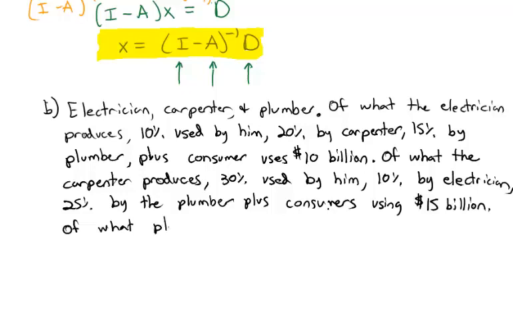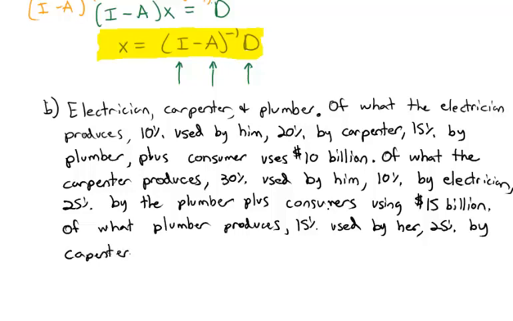Of what the plumber produces, 15% is used by her, 25% by the carpenter, and 10% by the electrician. And $12 billion by the consumer.